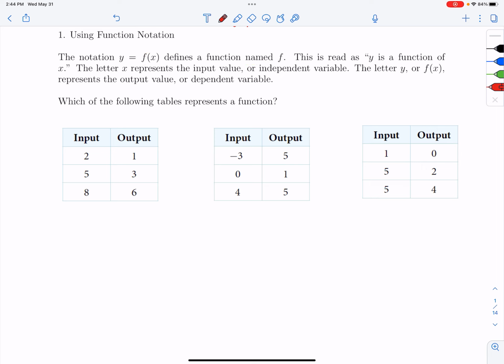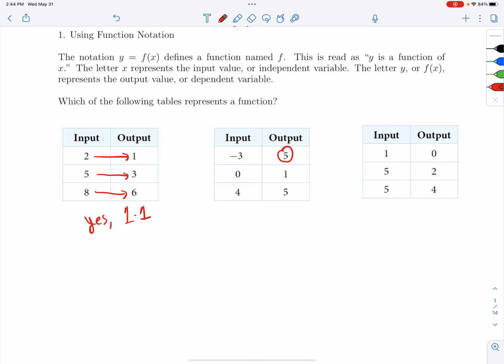So let's look at these tables. Which of these represent functions? So this first one, I have an input of 2 that points to one output. Each of these point to one output. So in this table, when I input 2, 5, and 8, I get a different output. So yes, this is a function, and this is one-to-one.